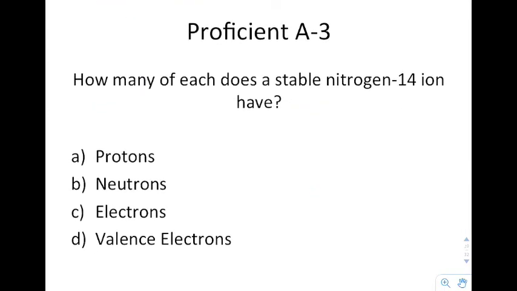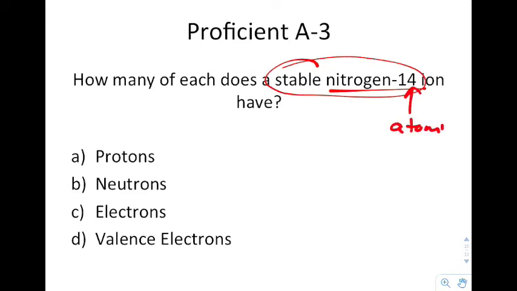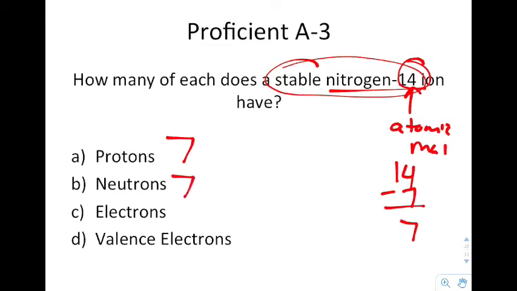How many of each subatomic particle does a stable nitrogen 14 ion have? So we have a stable nitrogen 14. Remember, this indicates the atomic mass. Okay, so if we're looking at it, the first thing we can say is, well, all nitrogens have 7 protons because of their atomic number. Because they have 7 protons and their mass has to be 14, I can say 14 minus 7, and I can say that I have 7 neutrons.